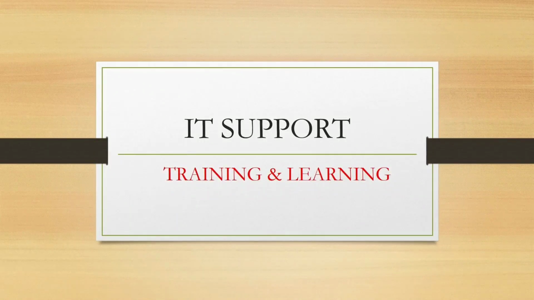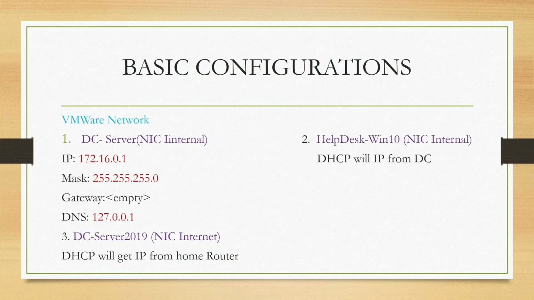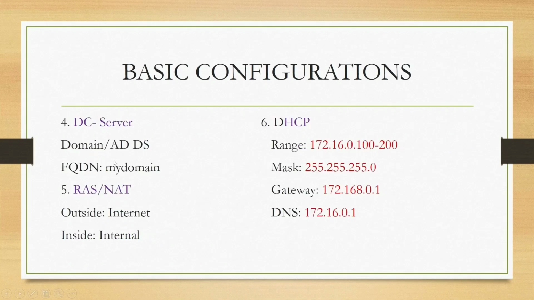Hello and welcome. My name is Obi, and in this video tutorial, I will go through these basic configurations. After doing that, I will do some of these basic configurations. I'm going to equally configure ADDS. I will equally configure RAS and NAT. After that, I will configure DHCP. The DHCP will list out IP addresses for my connected computers.